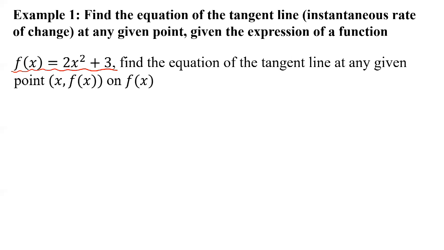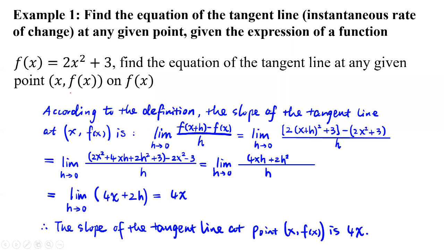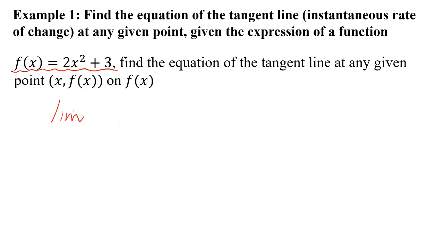Okay, let's have a look at the solutions together. According to the definition of instantaneous rate of change, the slope of the tangent line or instantaneous rate of change at any point (x, f(x)) on f(x) is given by this limit, right? The limit as h approaches 0 of (f(x+h) minus f(x)) over h, right?